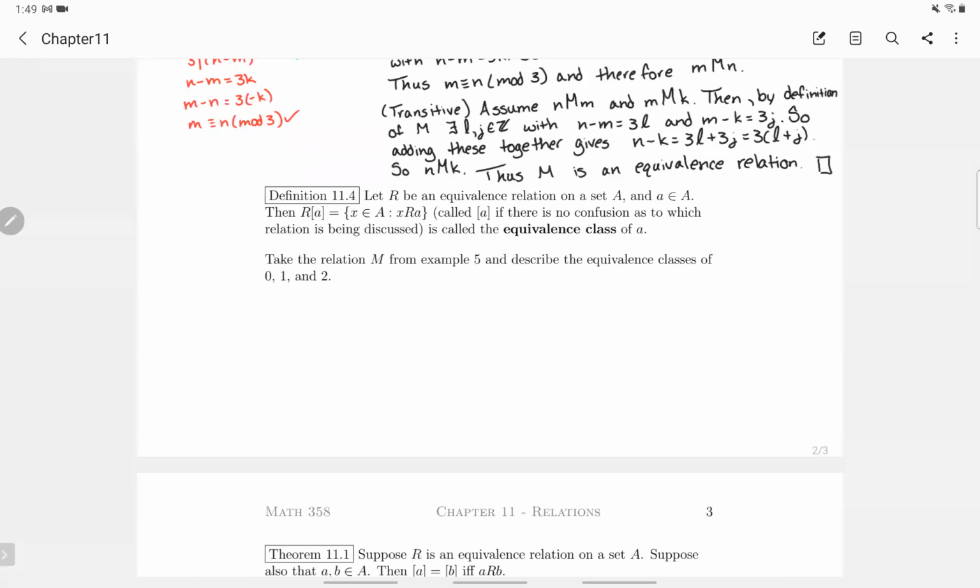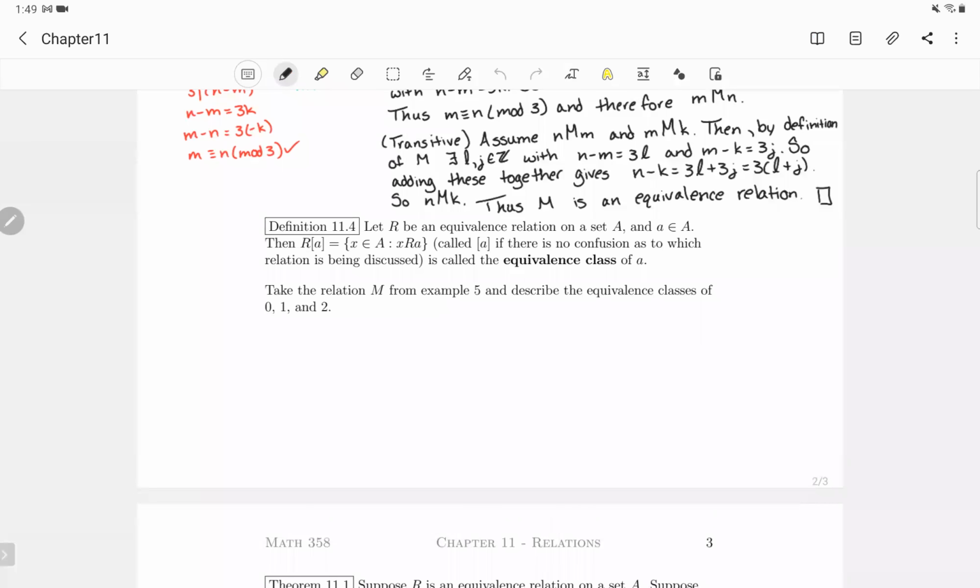All right, so back in chapter 11, last time, we were talking about relations and we ended with talking about equivalence relations. What's it take to be an equivalence relation? What three things? You gotta be reflexive, symmetric, and transitive. Reflexive, symmetric, and transitive, absolutely.